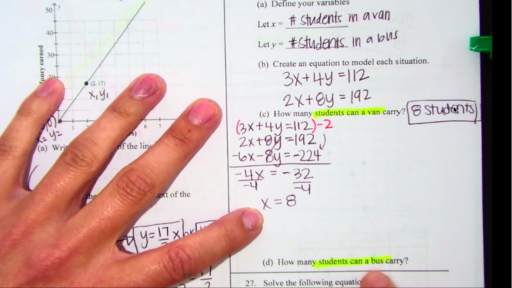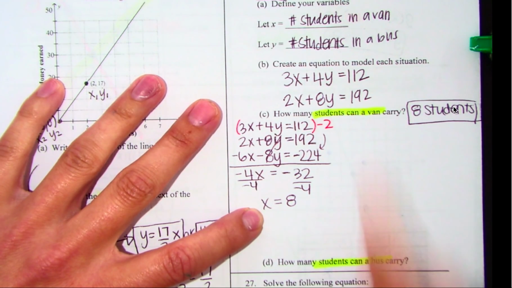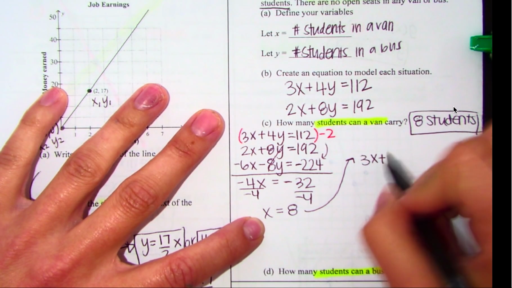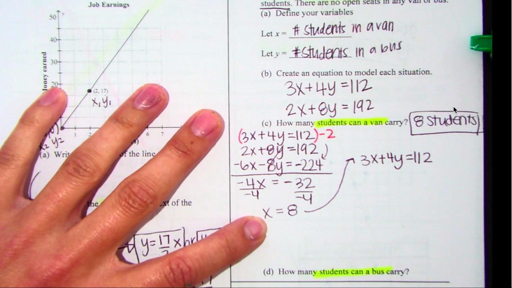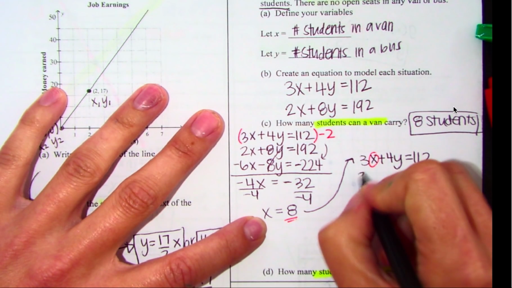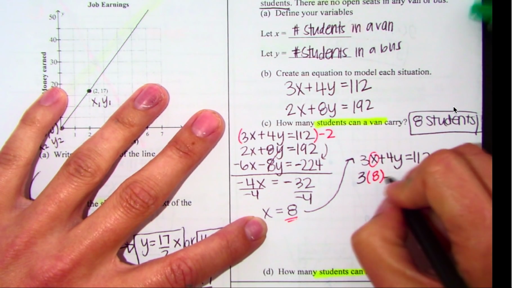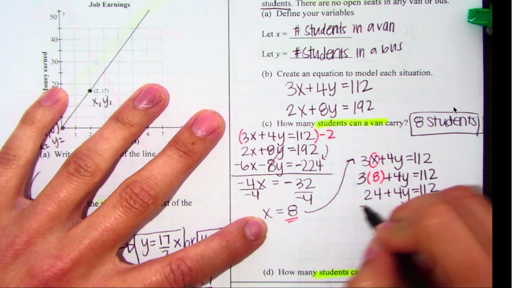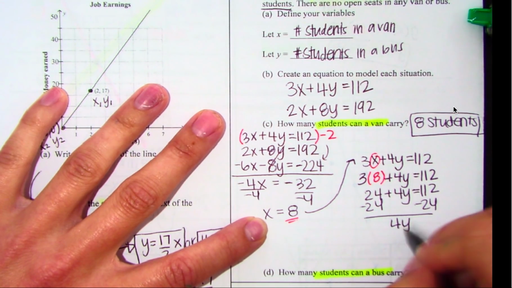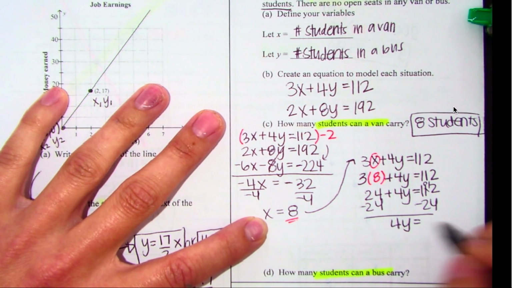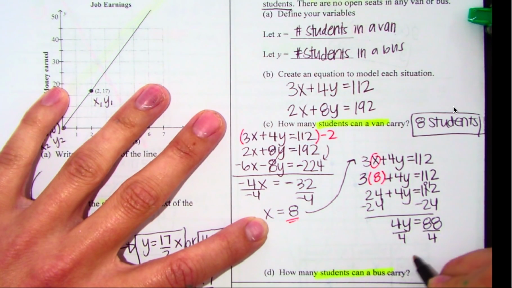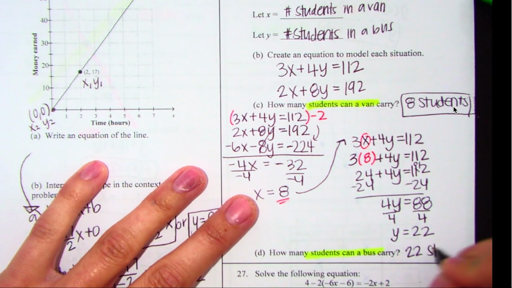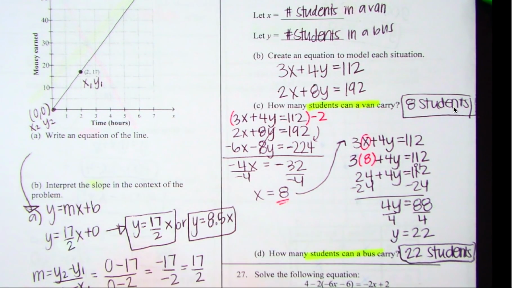Okay, but I again need to continue answering. I need to now know for a bus. So I'm going to find y, because y is the number of students in a bus. By plugging it into one of these original equations, I'll just go ahead and use the top equation, and I'm going to replace x with 8 right here. So it'll be 3 times 8 plus 4y is equal to 112. This is 24, and I'm going to subtract 24. 4y is equal to 88. Divide by 4. 88 divided by 4 is 22. So I know that each bus can carry 22 students. And that's how we would do number 26.